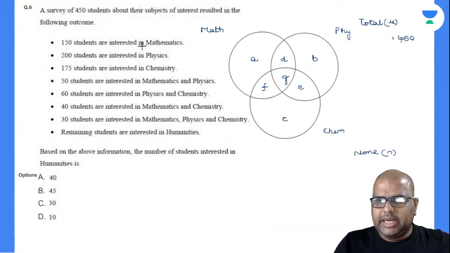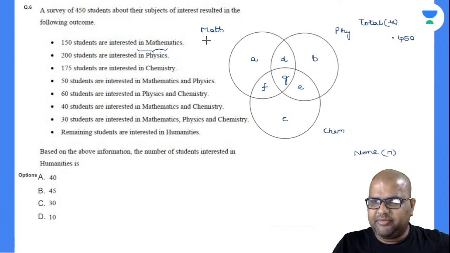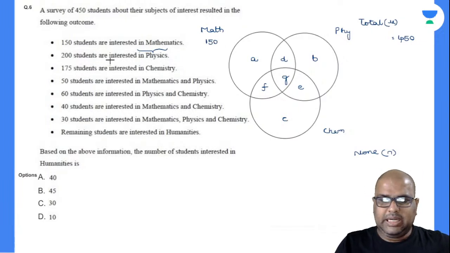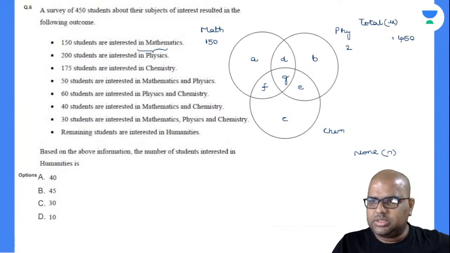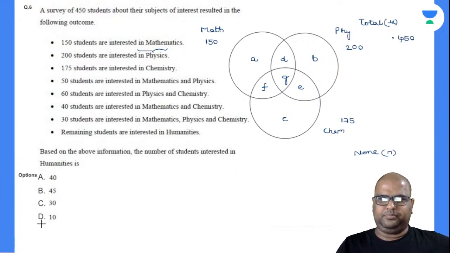150 students are interested in mathematics. Is it given only mathematics? No, it is given mathematics. So mathematics 150. 200 students are interested in physics. 175 students are interested in chemistry. Yes, perfectly done.